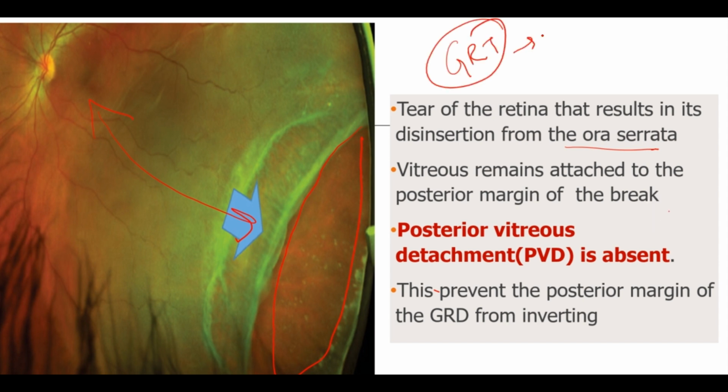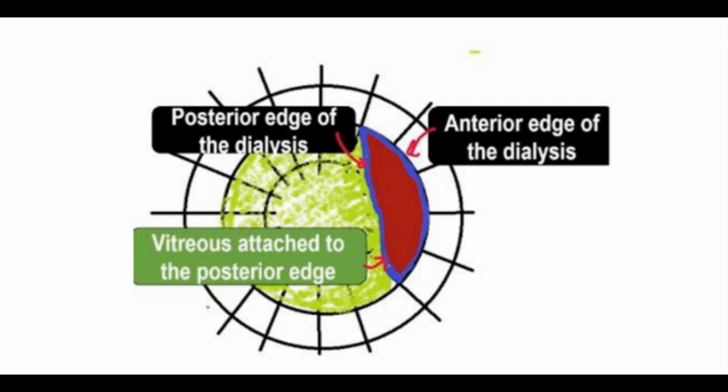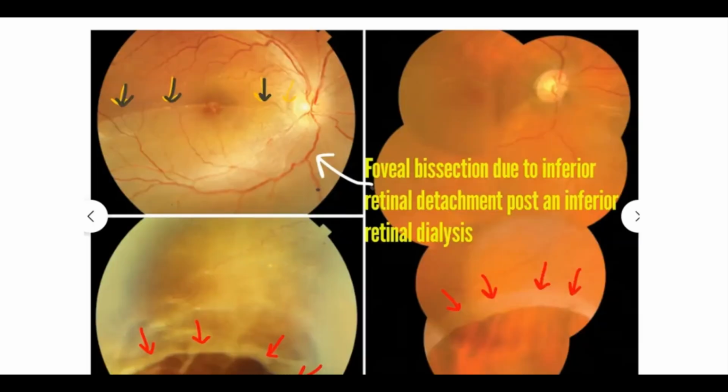In case of giant retinal tear, what did I tell you? That PVD is responsible for it, and therefore the posterior margin of the tear doesn't have any vitreous support, and the flap can invert on itself. Whereas this doesn't happen in case of a giant retinal dialysis, because the posterior vitreous detachment is absent, and therefore vitreous is still present at the posterior margin. Again, you can see over here this is the anterior edge and this is the posterior edge, and the posterior edge has the vitreous nicely attached onto it.